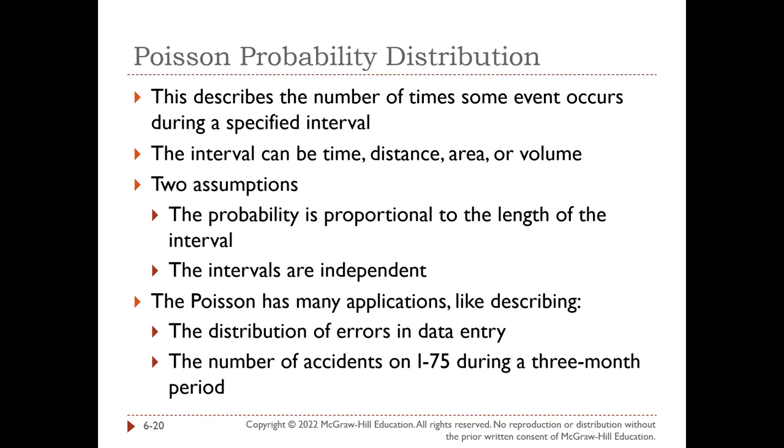All right, Poisson probability distribution. This is a discrete probability distribution since it's formed by counting. It is often referred to as the law of improbable events because the probability of an event happening is very small. So again, it describes the number of times some event occurs during a specific interval. The interval can be time, distance, area, or volume. Two assumptions: the probability is proportional to the length of the interval, and the intervals are independent.